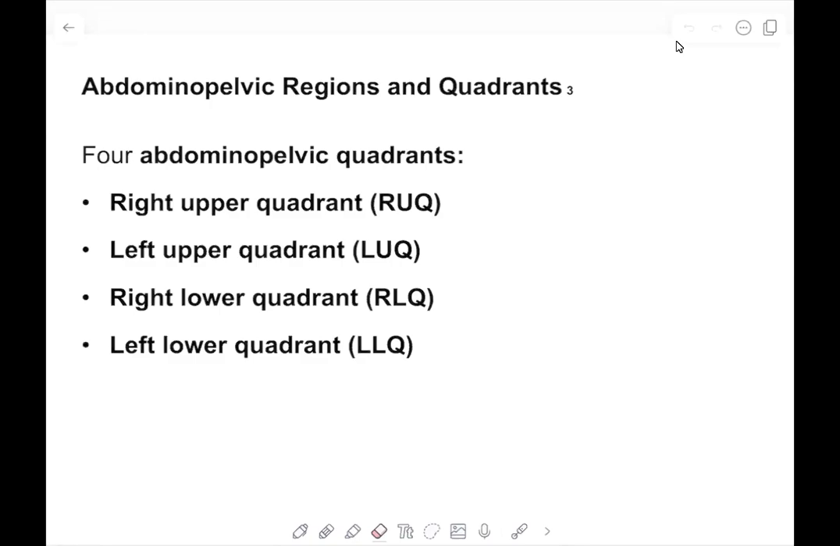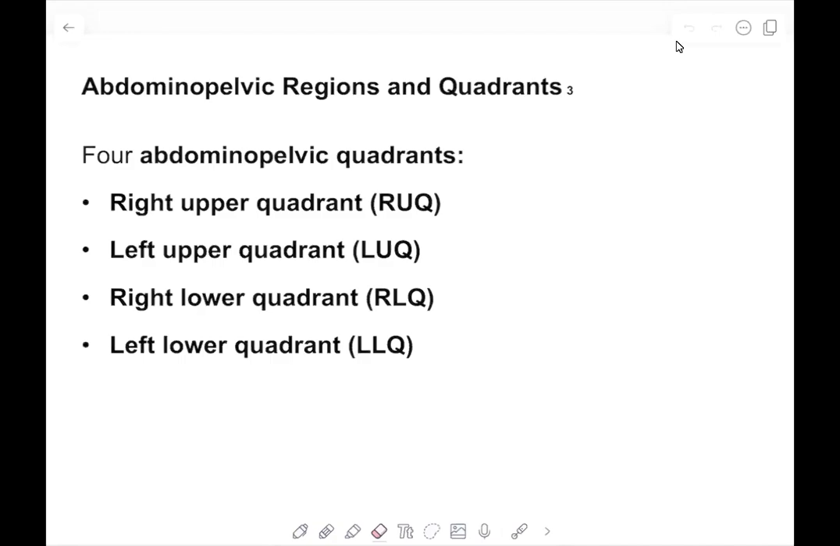This slide is showing us the abdominal pelvic regions as well. However, what is most commonly used in medicine is utilizing the quadrants. So you'll need to know the 9 abdominal pelvic regions that were on the last video, but also the 4 abdominal pelvic quadrants on this video.